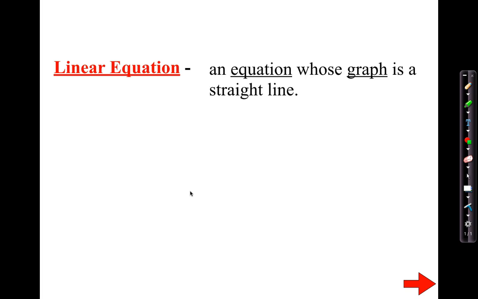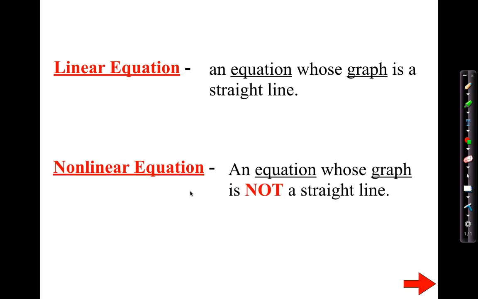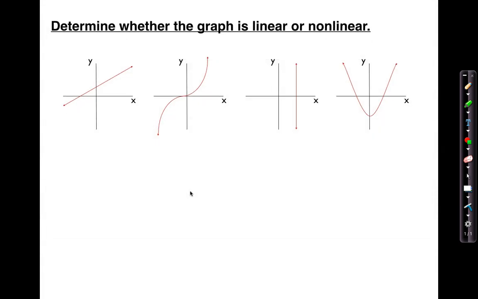So here's the whole bulk of the lesson. It's a linear equation if the graph is a straight line. It's pretty straightforward. Now, it's a nonlinear equation if, when we graph it, it's not a straight line. Hence, nonlinear, not straight. So here, just looking at a couple graphs, we can tell right away if it's linear or nonlinear. For example, this one here is linear, it's a straight line. This one here is nonlinear because it's not a straight line. This is linear, this is nonlinear.